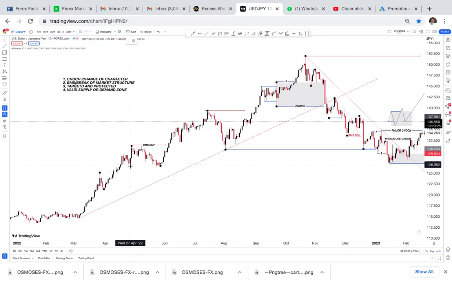This low was taken out because a demand is needed to push price out. Why? This low failed to push price longer. So it has to be taken out. So this high becomes protected in this case.